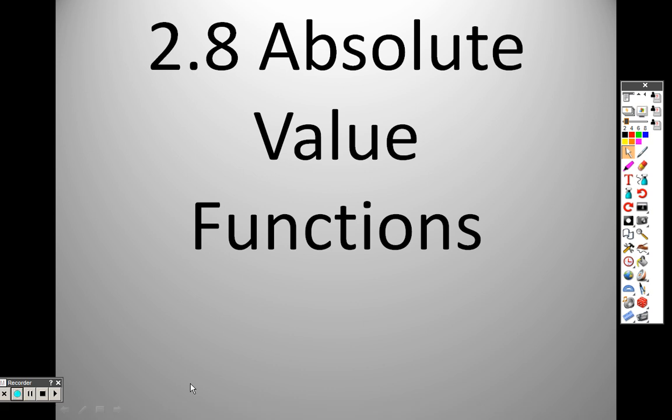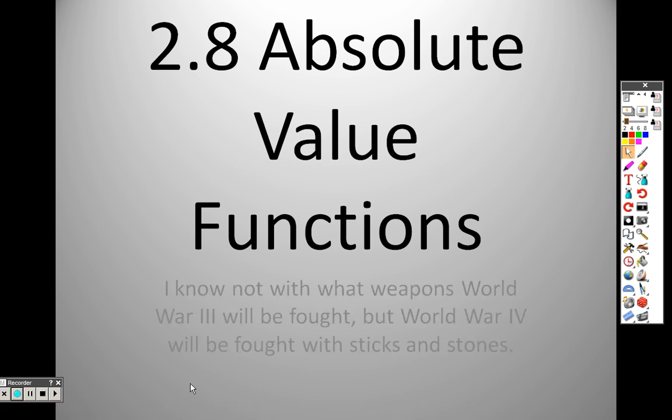All right, absolute value functions. Last section in chapter 2 for Algebra 2.